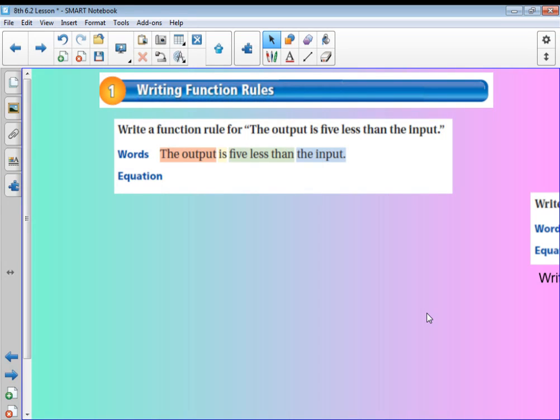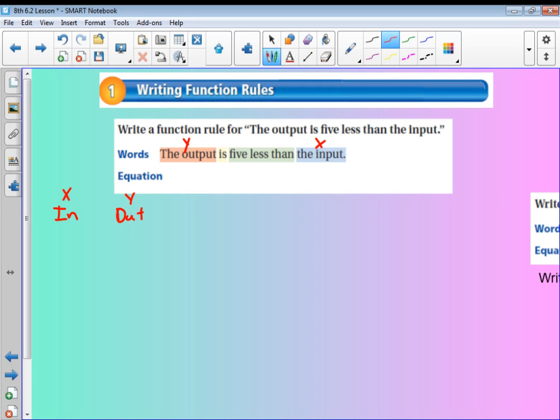So here it says, write a function rule for the output is 5 less than the input. Okay, so let's go ahead and test this out. First of all, let's remember what letter we use for the output. Our output is always our y, that's our backside. Remember, it's input and then output. So these are our x's, these are our y's. So we're going to first identify with letters what each of those are. Our input would be our x, and our output would be our y's.